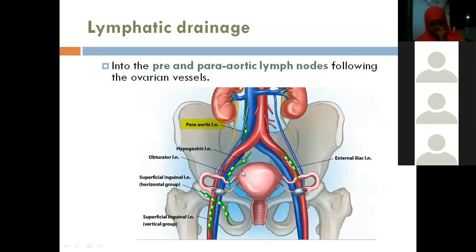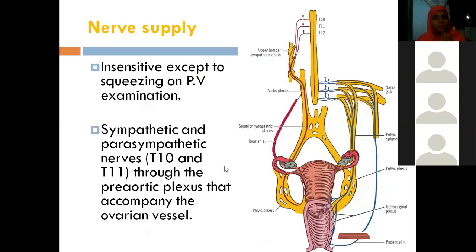Lymphatic drainage always goes with the nearby lymph nodes. This is our right ovary and left ovary. You find the lymphatic vessels from here going into the pre- and para-aortic group of lymph nodes. They also follow these gonadal vessels, that means the ovarian vessels.